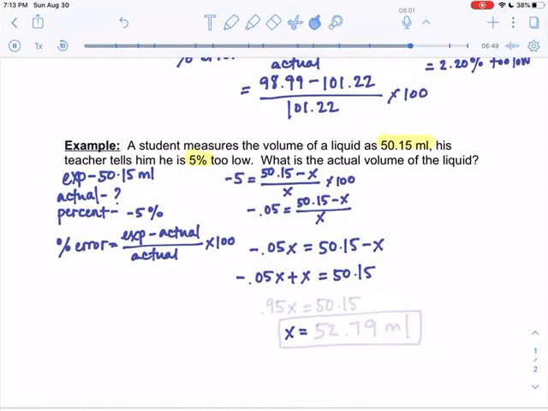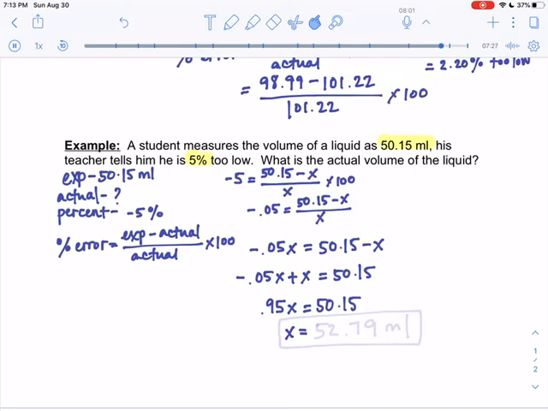Since we have two values on the left-hand side that contain an x, we need to combine them. So to do that, we are going to add negative 0.05 to 1. That's an invisible 1 in front of the x. When you do negative 0.05 plus 1, you get 0.95x, and that will be equal to 50.15. This helps us be able to combine those x's so that we can isolate the x and get just a number as our answer.